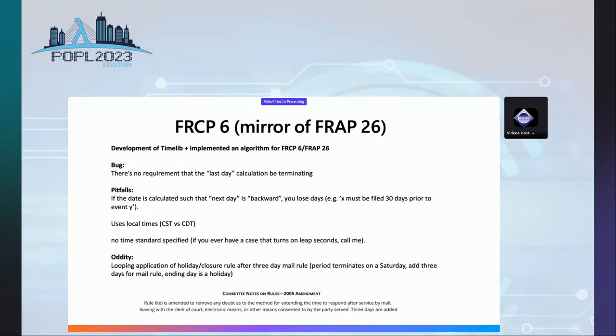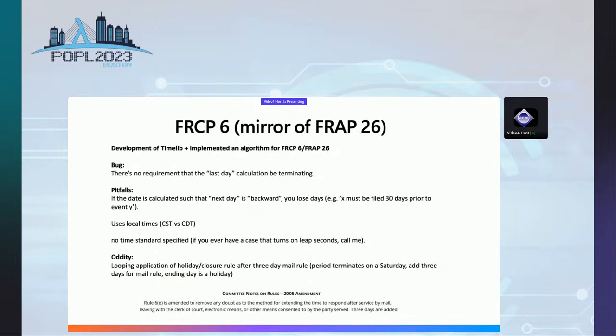Another one is that they use local times in these federal rules. Depending on what kind of computer system you're using, you may or may not automatically get a conversion between the CST and CDT, which is daylight savings. There's also no time standard specified. In the time library that we were using, we obviously have to make a distinction between TAI and UTC and all these things. If you ever have a case that turns on leap seconds, please call me because I would love to actually put that to use somewhere.